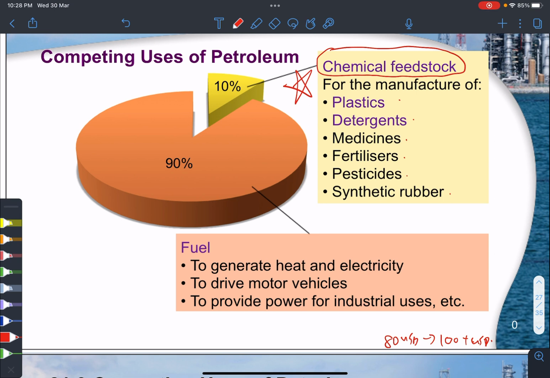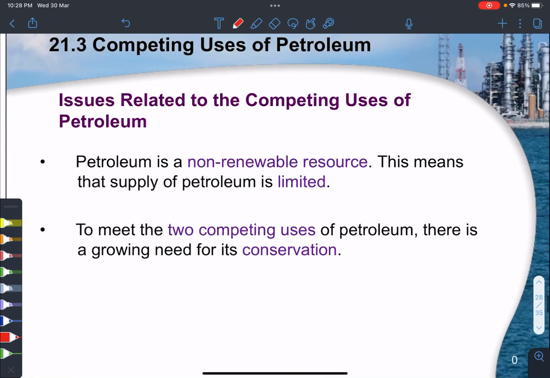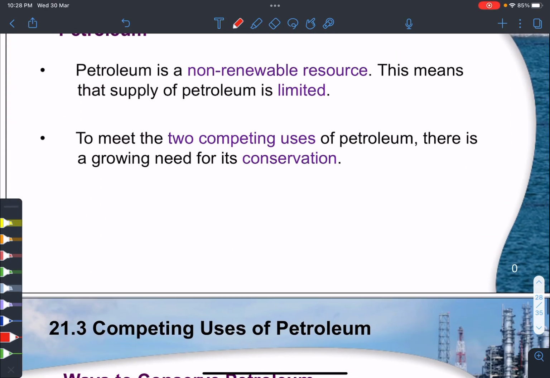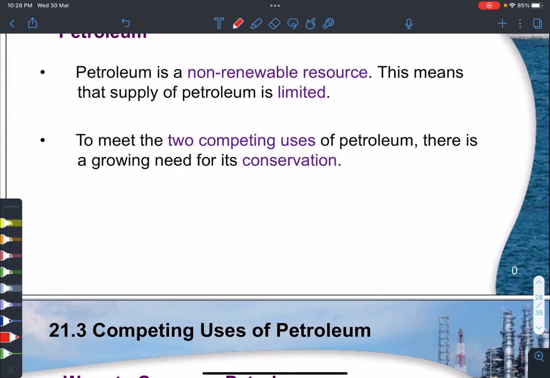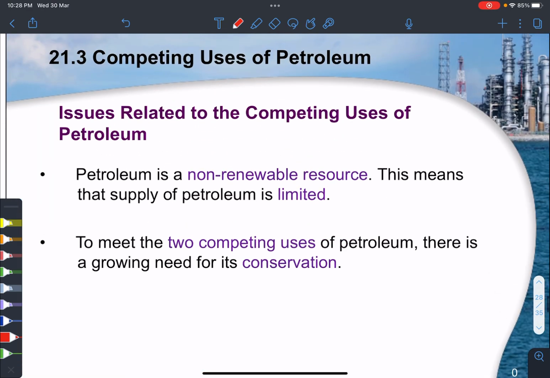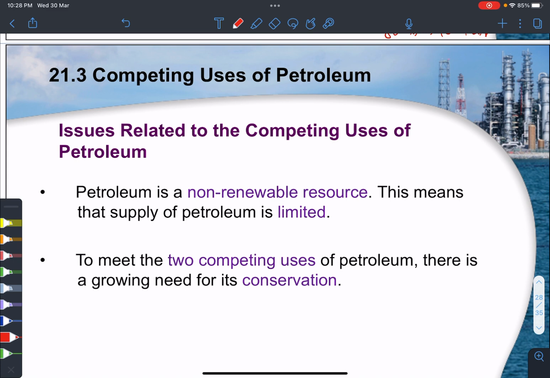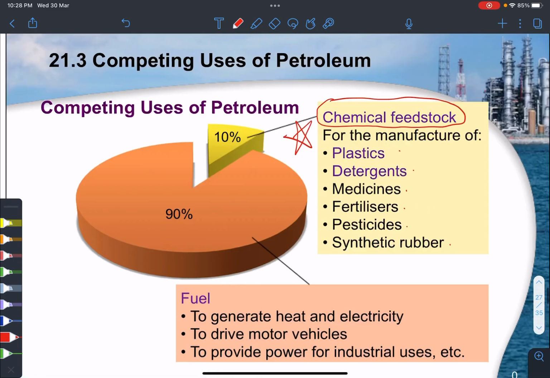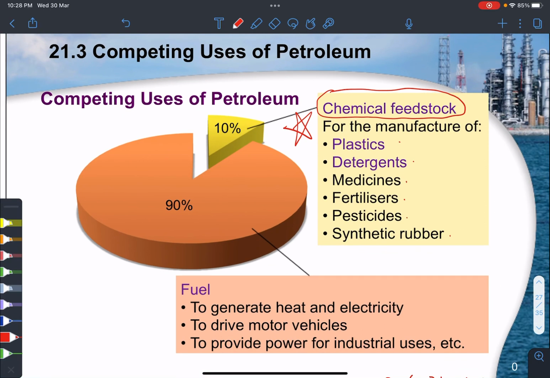So what do you need to know? You need to know that petroleum or crude oil is used for fuel and chemical feedstock, which is to manufacture all these things. Which means it's not renewable, because it takes millions of years. You need to be able to write out and say that it is used for fuel and also used as chemical feedstock in industries to make plastics, for example. That's all you need to know.